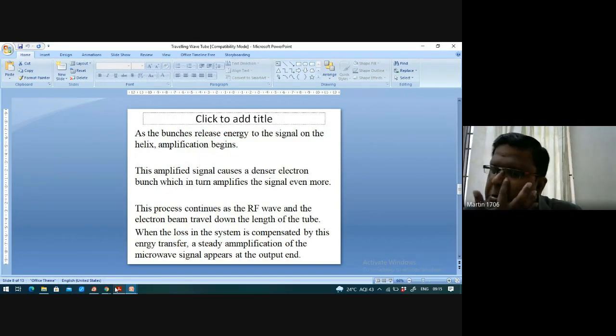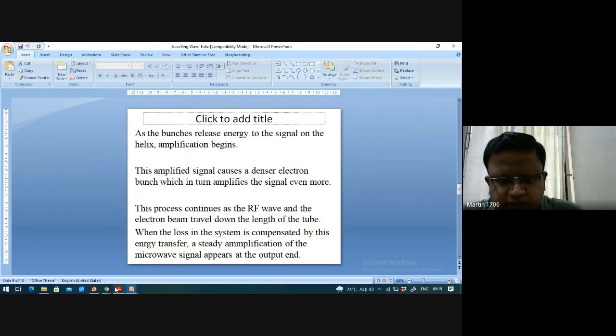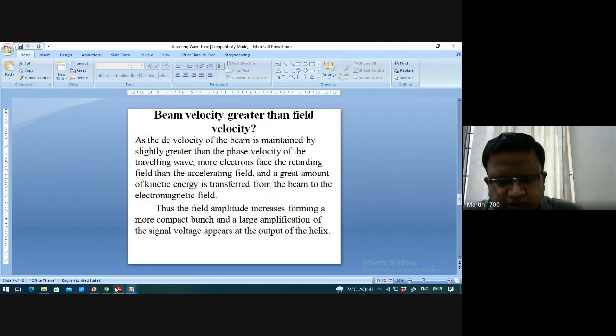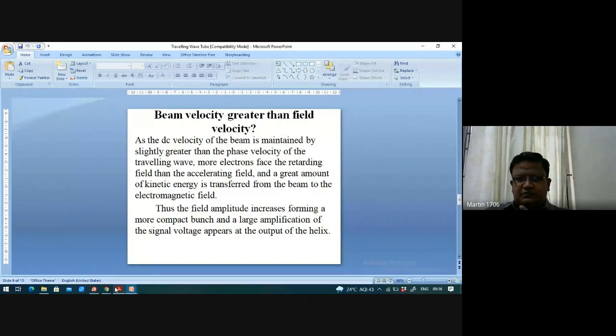Let me see where I have stopped. I think I taught this in the last class. Still, we have not completed the TWT. After that, we go ahead with the magnetron. So the beam velocity is greater than the field velocity.